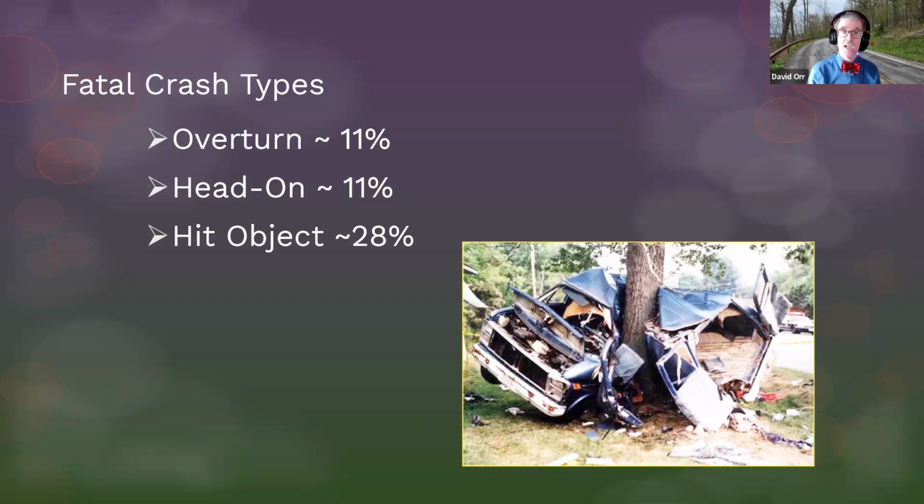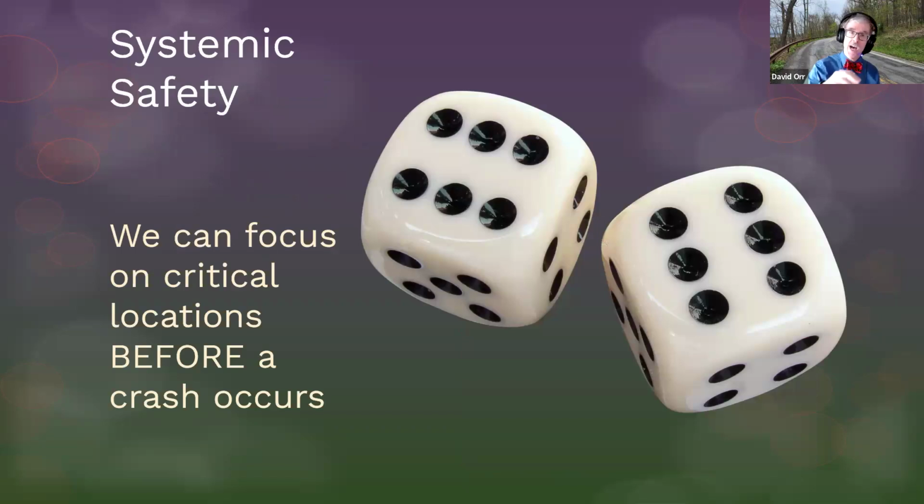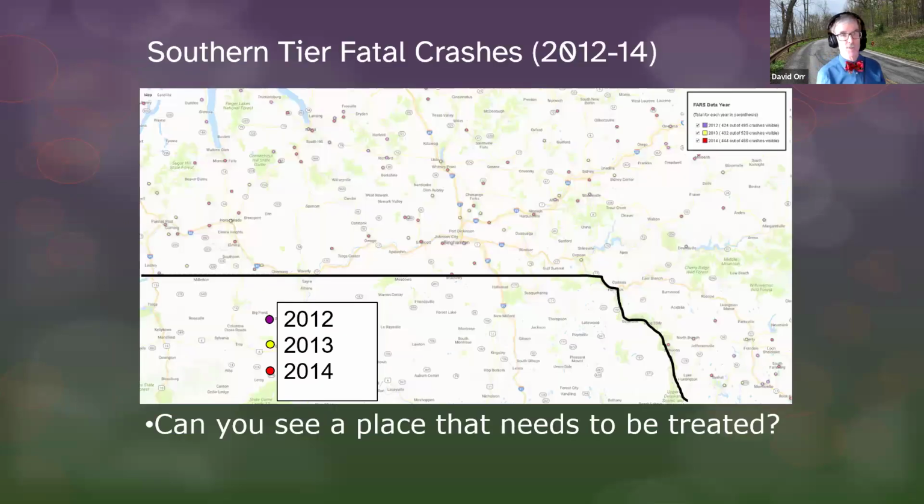Okay? And then we're going to focus not on where the crashes have occurred, but on places that have higher risk before the crash occurs. We call this systemic safety. Okay? So we look at all the crashes and we figure out where the risk factors are. This is something we showed last week. Well, you'll probably see it again because it's that critical.